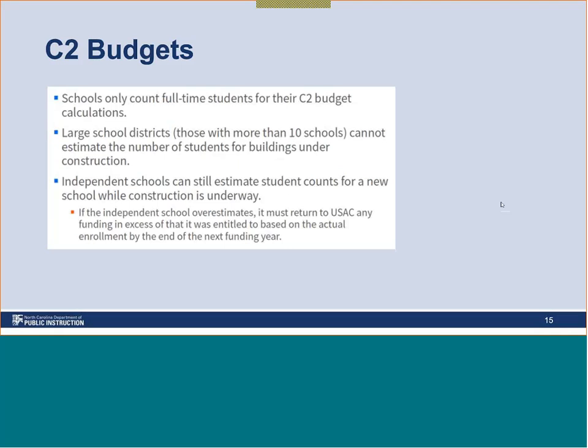A couple of things for Category 2 budgets. Schools can only count full-time students. Schools cannot estimate the number of students for buildings under construction. So if you have 12 schools in your district and you're building another elementary school in a new thriving area that's seen a lot of growth, you cannot use an estimate. However, independent schools can use that estimate for new schools while they're under construction.